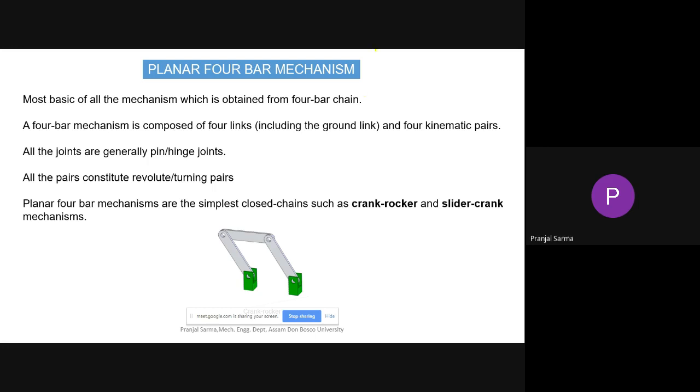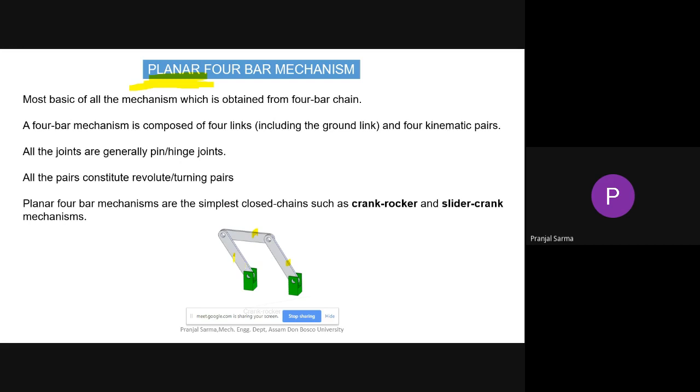So the next thing that we are going to discuss is the planar four-bar mechanism. By the word planar, we mean that the points on the different links of that particular mechanism are going to move in parallel planes. That means you can consider one point here, another point here, maybe another point here. Whenever this kind of motion is there, it is due to the type of joint, what kind of pair it is constituting, based on the type of relative motion: revolute pair, turning pair, or sliding pair.